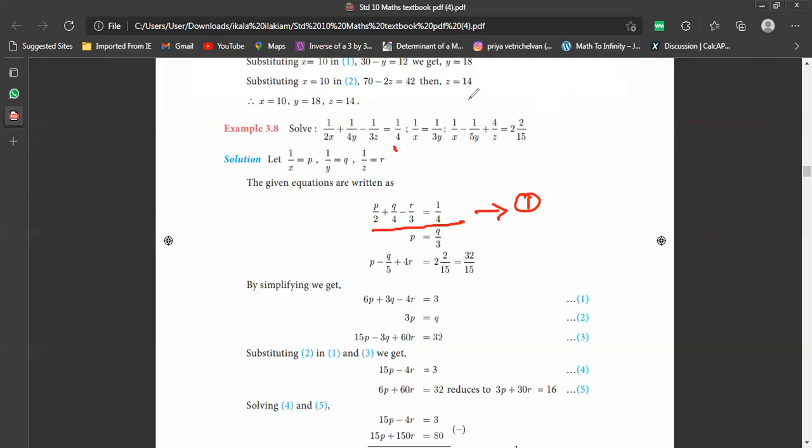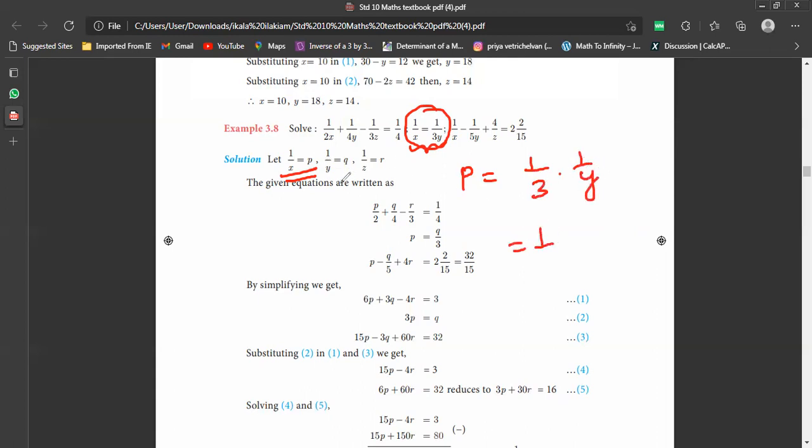The next equation. 1 by x is equal to 1 upon 3y. What is 1 by x? 1 by x, we initially assumed it as p, isn't it? So just replace 1 by x as p. And 1 by 3y can be written as 1 by 3 times 1 upon y. So what is 1 upon y? It's q. So it's going to be 1 by 3 into q. p is equal to q upon 3. We rewrote the second equation. Can you follow this?